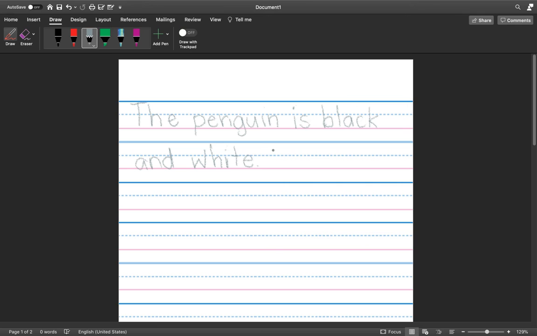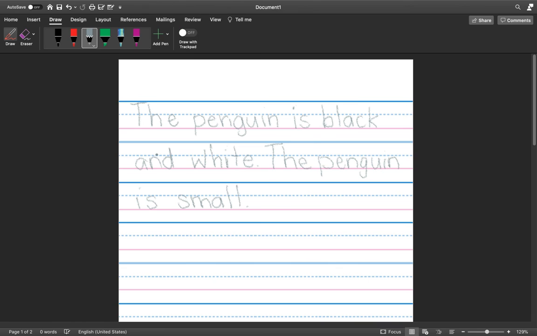Now I'm going to write a sentence about the size of my Arctic animal. So if you wrote about the bear or a bigger animal, you might want to put that it's big. But my penguin is small. So I'm going to put the penguin is small, or I could put little or tiny.